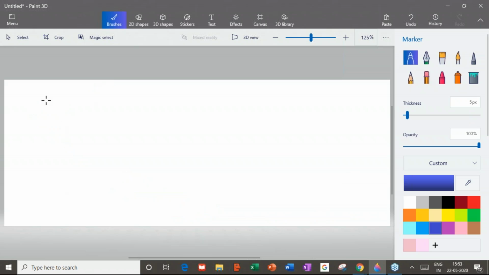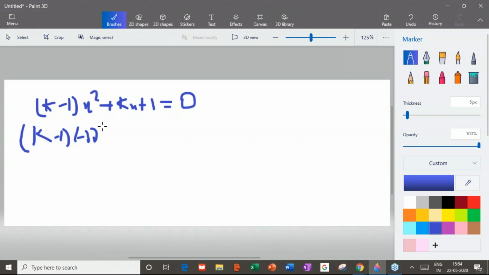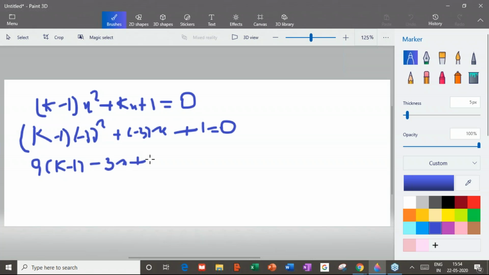Okay, what does it say? The question k minus 1 x square plus kx plus 1, right? First step, equate it to 0 since the zero is given. Second step, substitute the value of x as -3. k minus 1 into -3 square plus k into -3 plus 1 equal to 0. Correct? So now this will be 9. -3 into -3 is plus 9. k minus 1 minus 3k plus 1 is equal to 0.